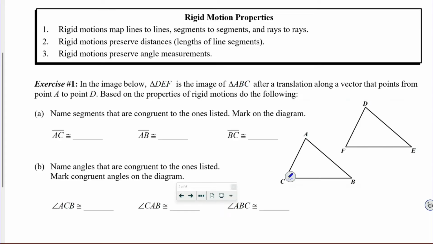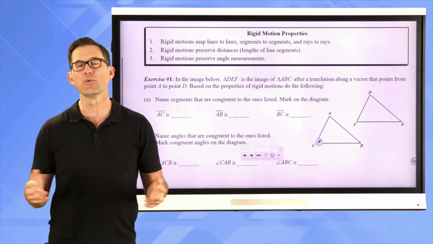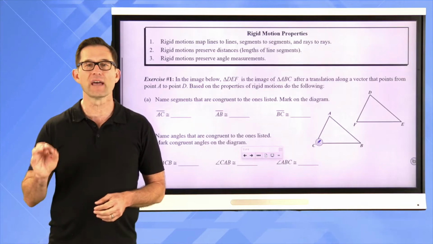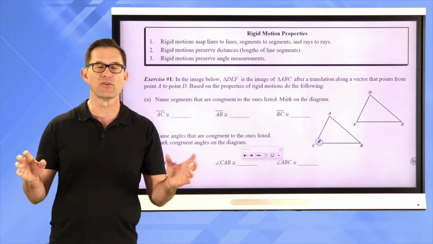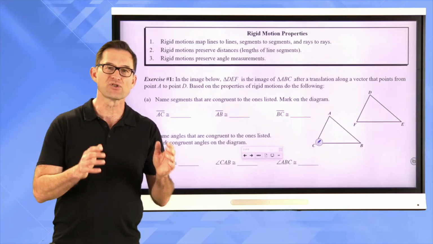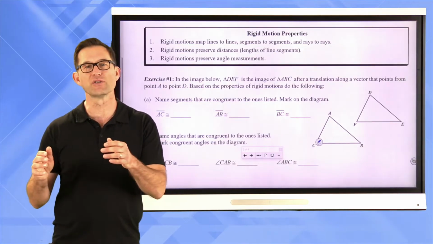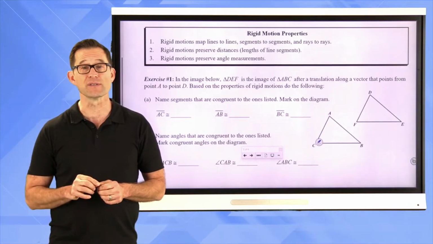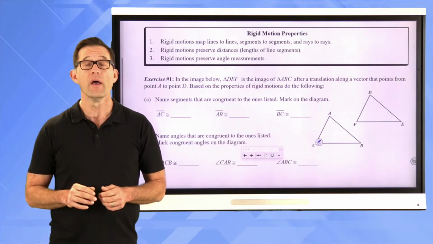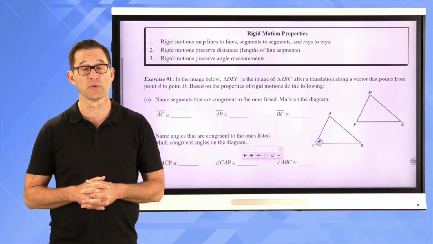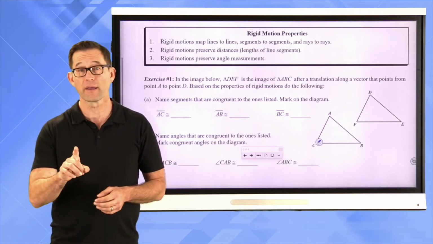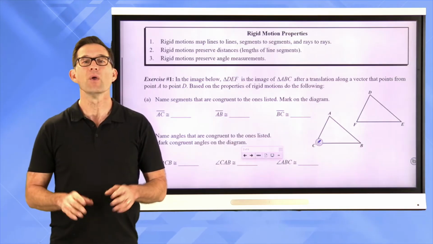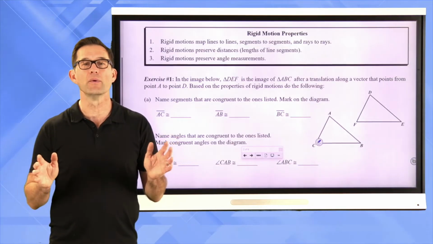Here we go. Number one. Rigid motions map lines to lines, segments to segments, and rays to rays, meaning that they don't change a line into a segment, they don't change a segment into a ray, they don't change a segment into a circle, right? If something starts as a segment, after you use a rigid motion on it, it ends as a segment. And again, that's not true of all transformations. I could come up with a transformation right now that would take a line segment and change it into a circle. You don't want me to go there, but I could do it. Anyway, so, let's talk about the other two important properties.